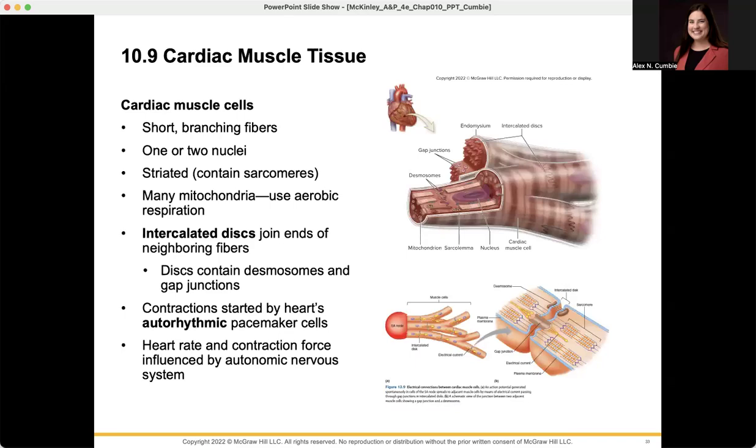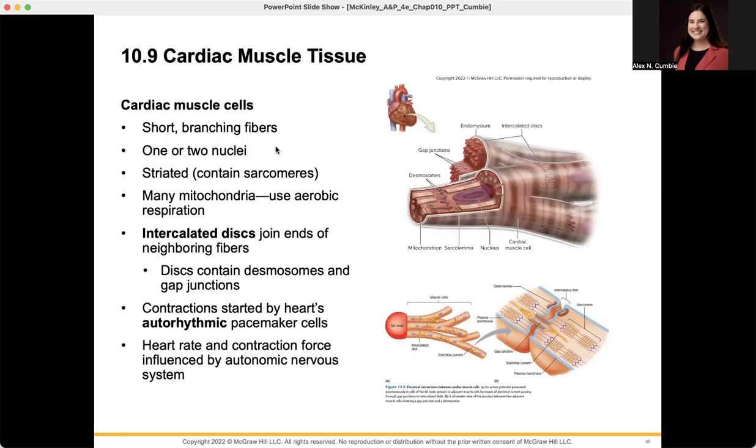To finish off this chapter, we have to talk about two other types of muscle tissue, cardiac muscle tissue and smooth muscle tissue. Cardiac muscle tissue, we're just going to very briefly go through because in part 2 of this course, you will be having a whole chapter on the cardiovascular system where you will learn more about cardiac muscle cells. We're just going to do something briefly here.